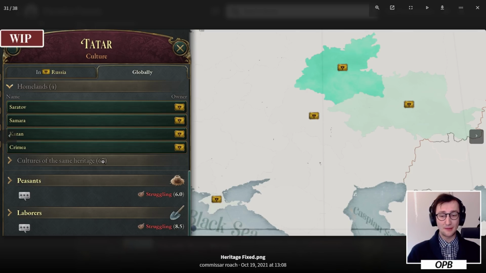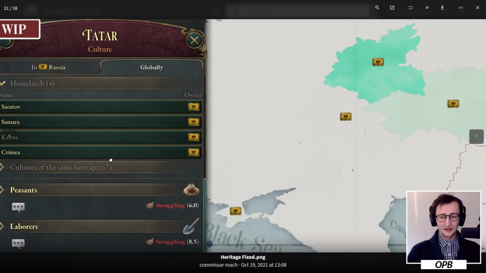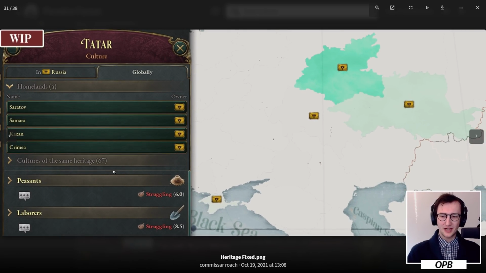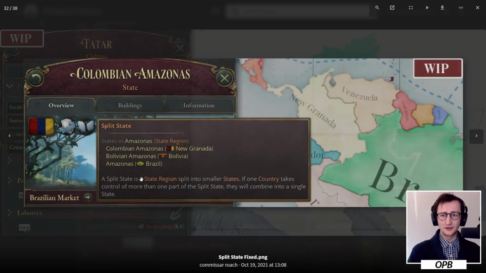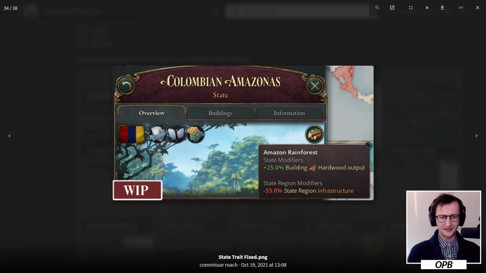67 cultures of the same heritage. That's a lot of cultures. There's so much about cultures that we don't know yet that I'm interested in. But honestly, I can't explain any of that. I just like this screen. I think this is a nice screen. Split states, who cares? Listen, this is all easy money.